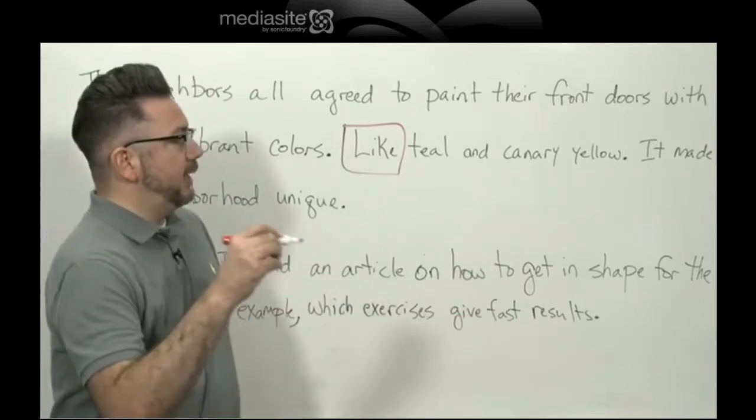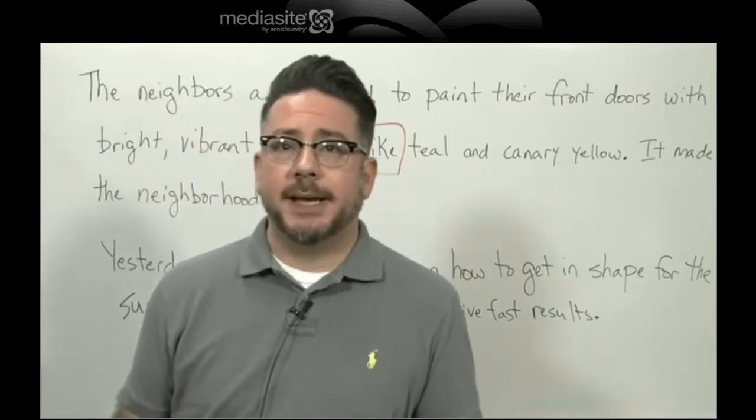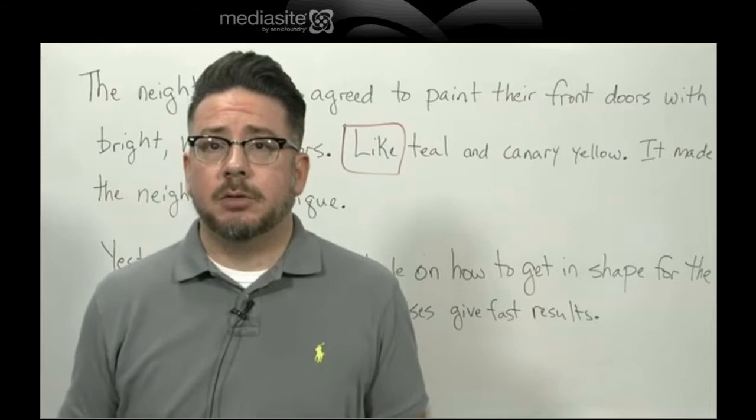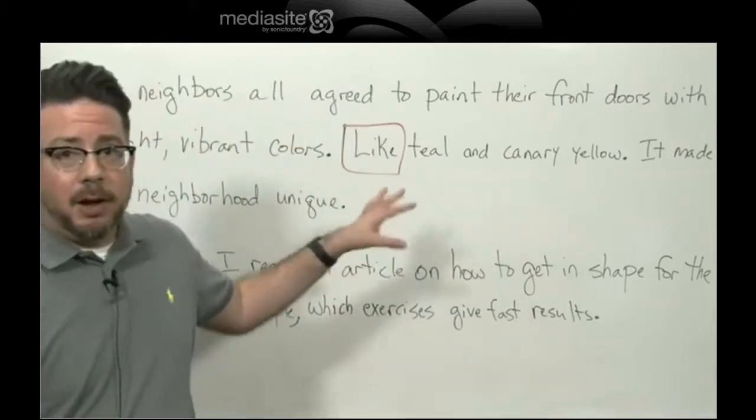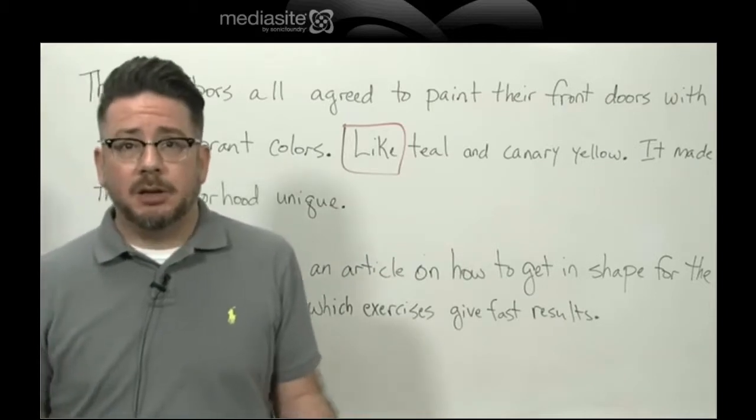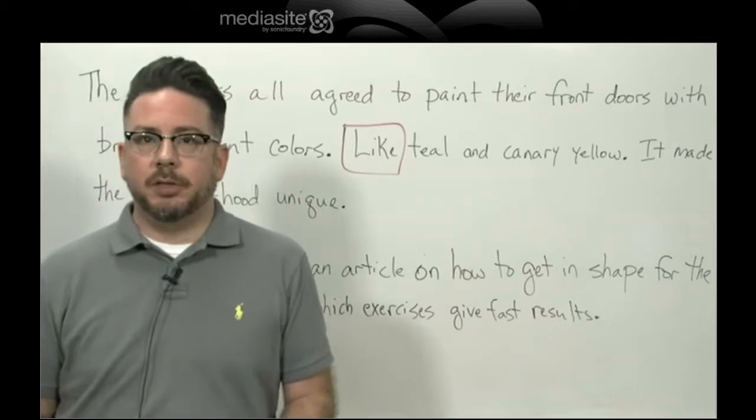Like teal and canary yellow. Well, if we isolate that, if I were to just walk up to you and say, "like teal and canary yellow," would you know what I was talking about? No, because we have a noun, which could be a topic, it could be a subject, but we don't have any verb, and it's definitely not a complete thought.